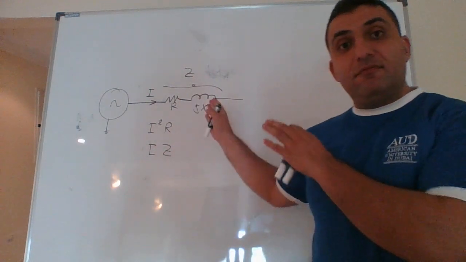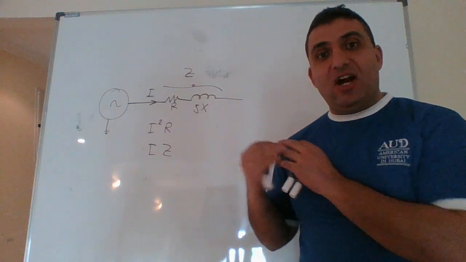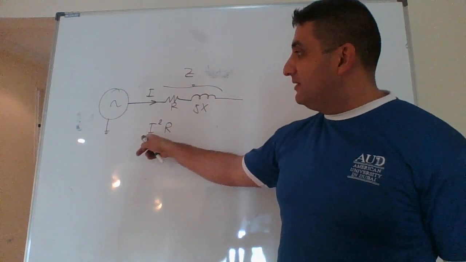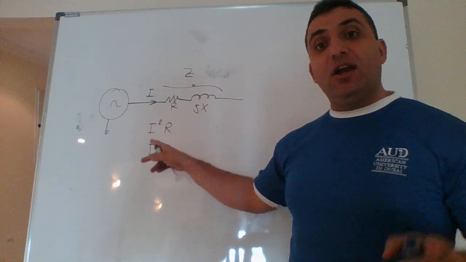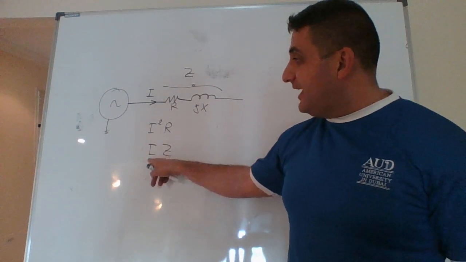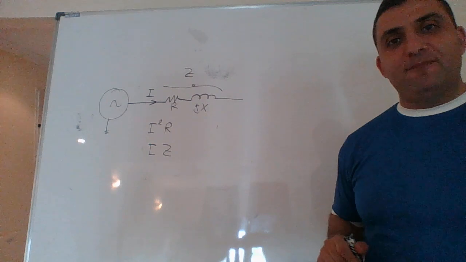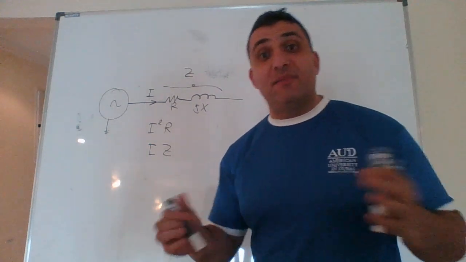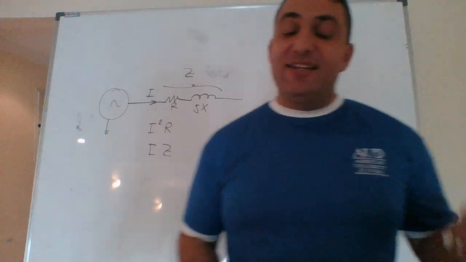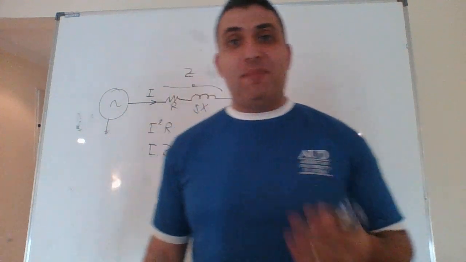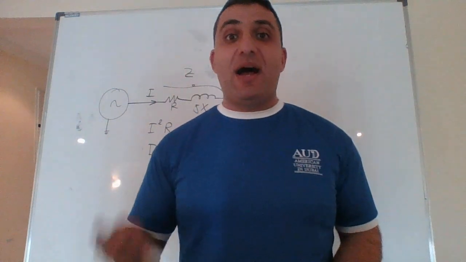So, for my best interest, I need to lower my current. If I lower my current, I lower the losses and I lower the voltage drop. How do I do this? That's where the magical transformer comes in. A transformer will allow me to step up or down the voltage, and step down or up the current.